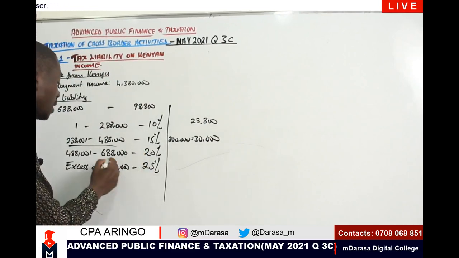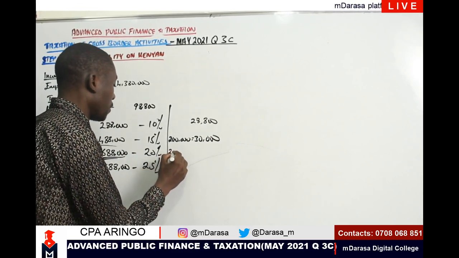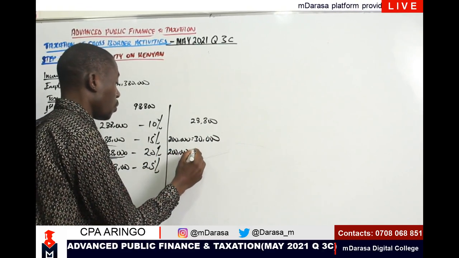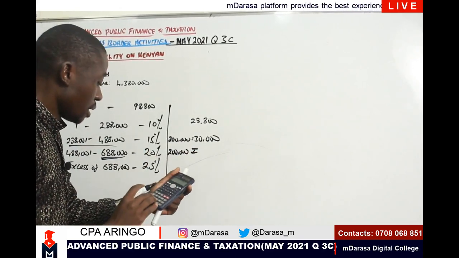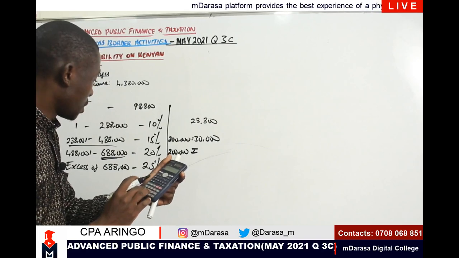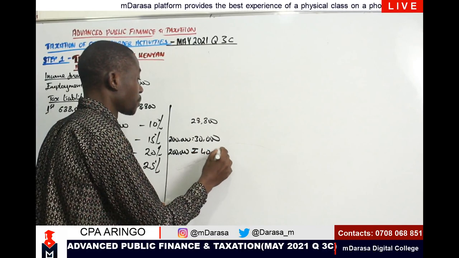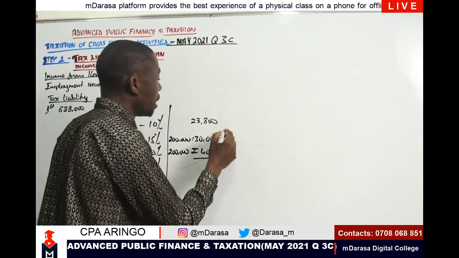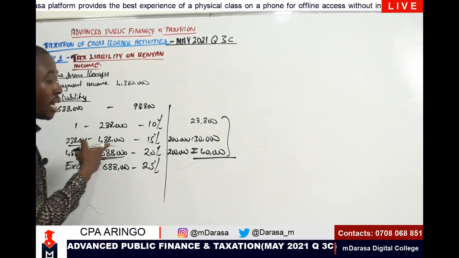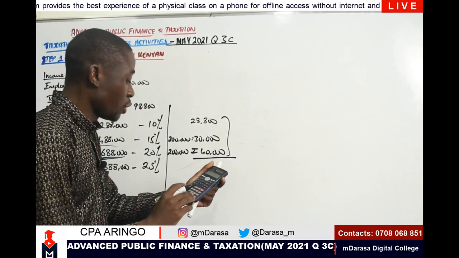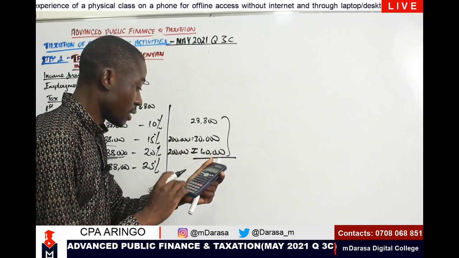What about the other difference? 688,000 minus 488,000, again you can clearly see I have 200,000. This 200,000 I subject to 20%, so 200,000 times 20% gives 40,000. So what will be our total tax liability up to 688,000? Up to 688,000, my liability would be 40,000 plus 30,000, then we add 28,800.